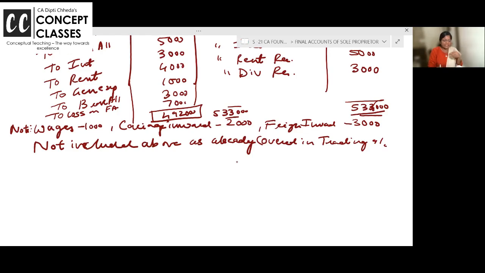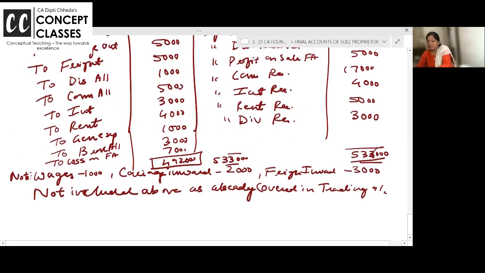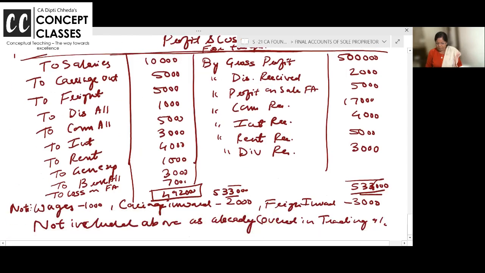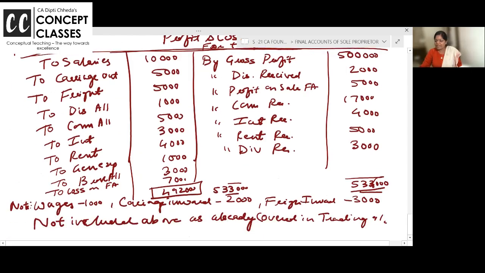Check and tell me, is it clear to all of you how to prepare the P&L account? Irrelevant items, don't take them in the P&L account. It's just routine. So is problem number 4 clear to you?